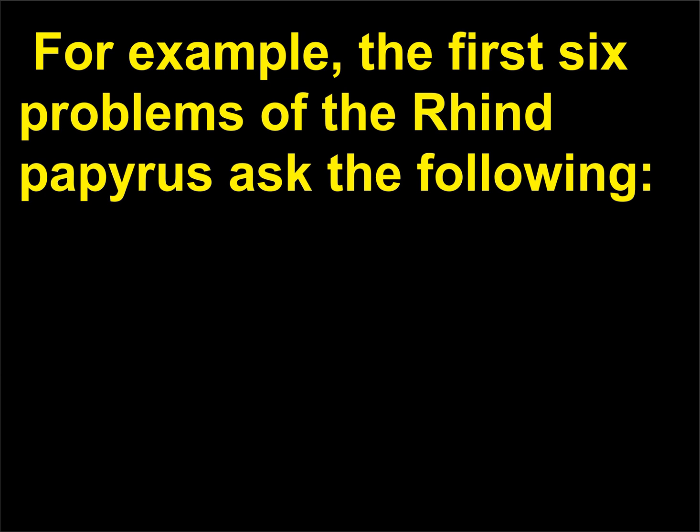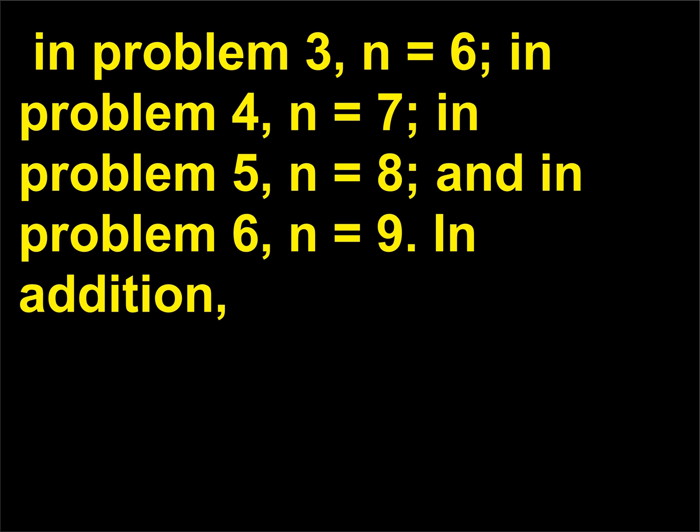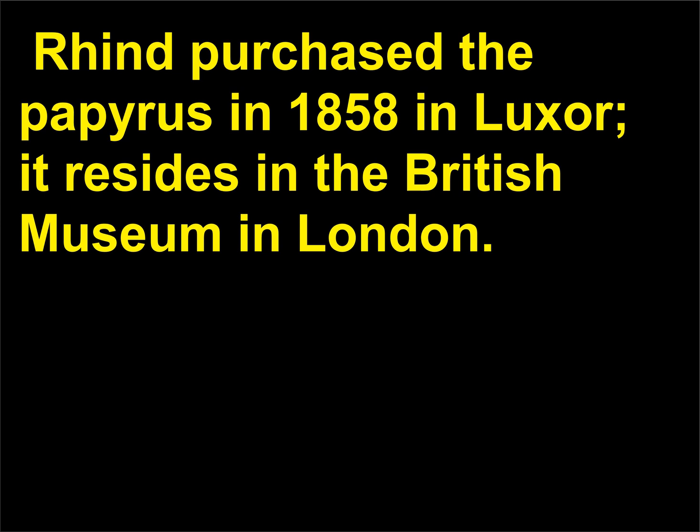For example, the first six problems of the Rhind papyrus ask the following. Problem 1: how to divide n loaves between 10 men, in which n equals 1. In problem 2, n equals 2. In problem 3, n equals 6, in problem 4, n equals 7, in problem 5, n equals 8, and in problem 6, n equals 9. In addition, 81 out of the 87 problems involve operating with fractions, while other problems involve quantities and even geometry. Rhind purchased the papyrus in 1858 in Luxor, it resides in the British Museum in London.